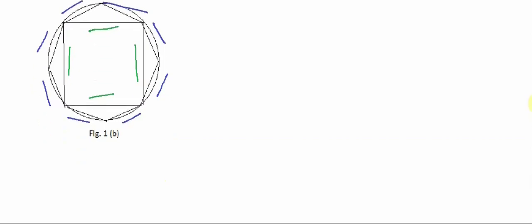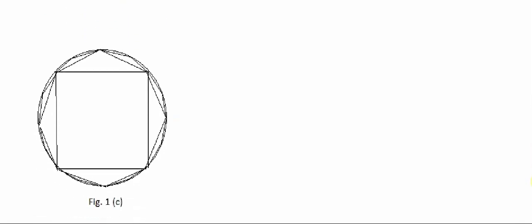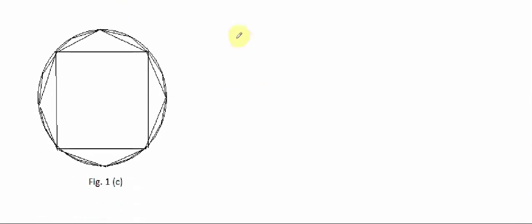Then further, the next step will include a polygon with 16 sides. So you have one side, 2, 3, 4, 5, 6, 7, 8, 9, 10, 11, 12, 13, 14, 15, 16. So there will be 16 sides, and you see, as we increase the number of sides of the regular polygon inscribed in the circle, our polygon is approaching the circle in question.